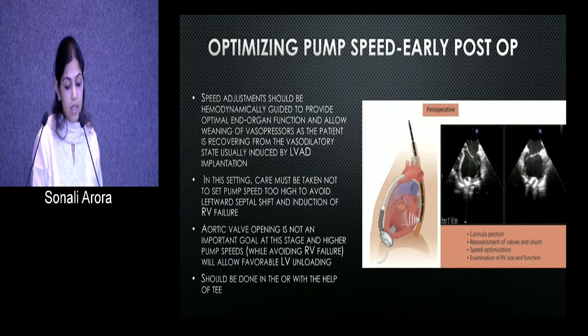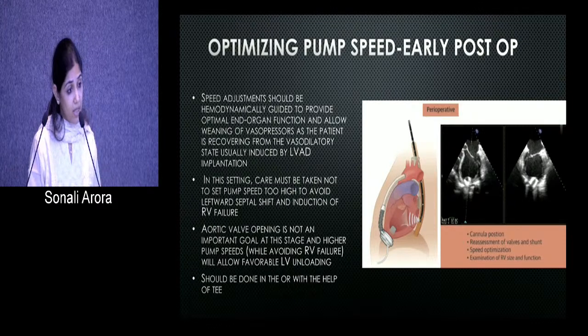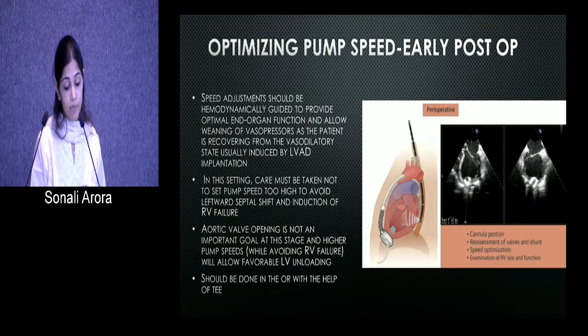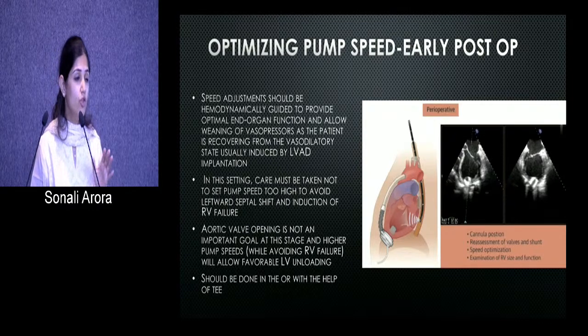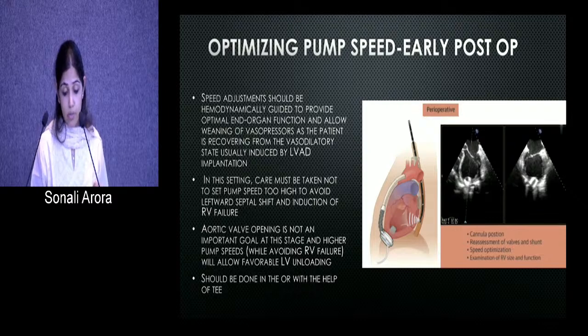In this setting, care should be taken. You should not set the pump at a very, very high speed, to avoid leftward septal shift and induction of RV failure. At this point also, aortic valve opening is not an important goal. At this stage, use higher pump speeds while avoiding RV failure, which will allow favorable LV unloading. It should usually be done in the OR first, and after that you can do transthoracic echoes. If the windows are not good, you might have to use esophageal echoes.